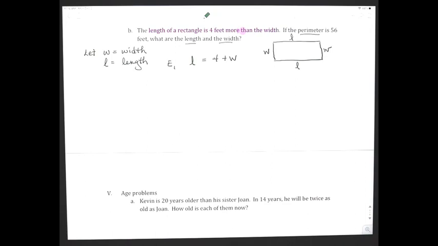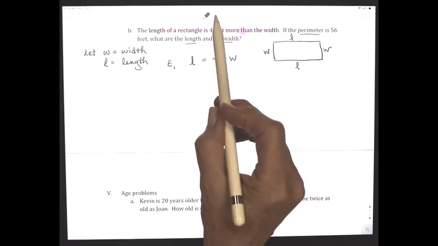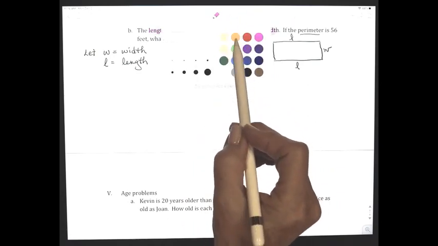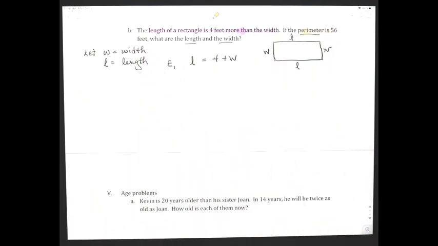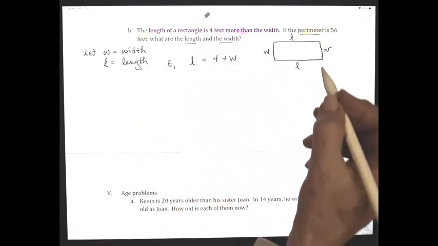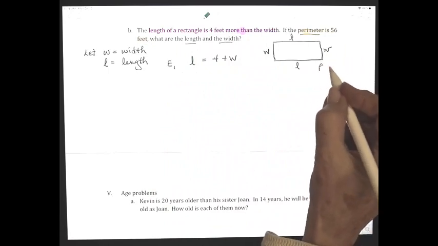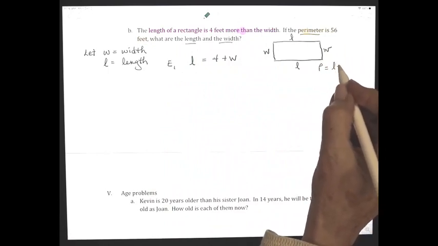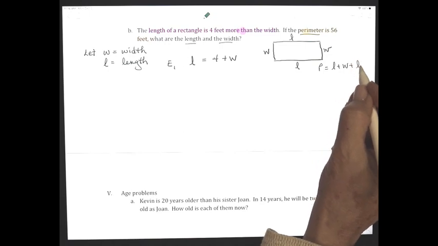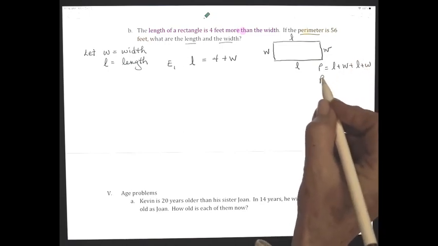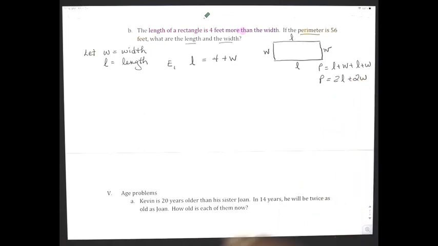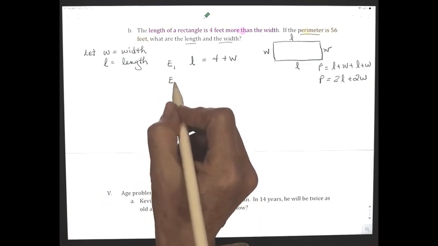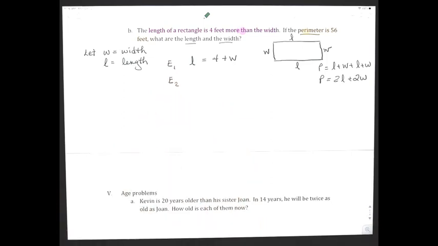If the perimeter is 56 feet, so let's see, this is going to be my second equation. The perimeter is 56 feet. So how do you find the perimeter of a rectangle? Well, the perimeter is the sum of all 4 side lengths. And of course, the abbreviated, simplified version of this is 2L plus 2W is the perimeter of the rectangle. So I'm going to take that and let that be my equation.